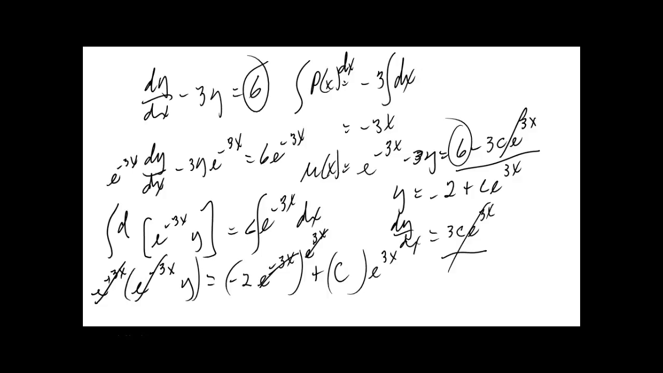That's the answer they get. They put their answer sometime in blue, which is harder to see. y is equal to minus 2 plus c e to the 3x. And by the way, here, x can be any real number. Any real number. So, that's the answer.